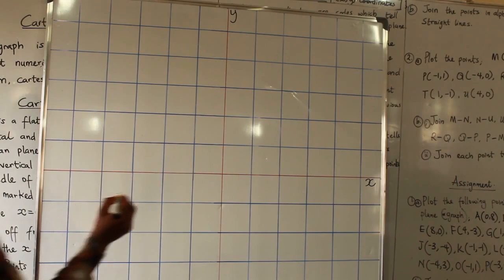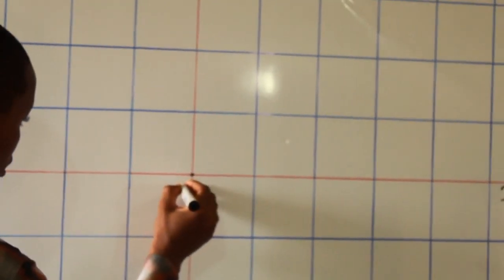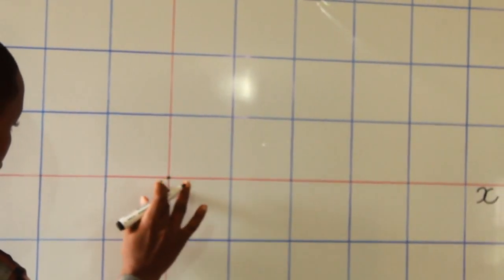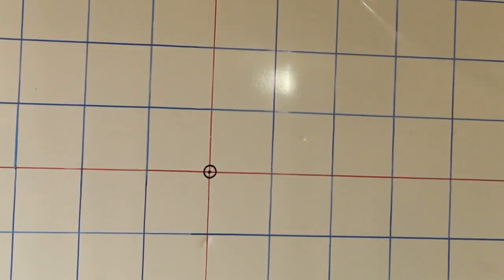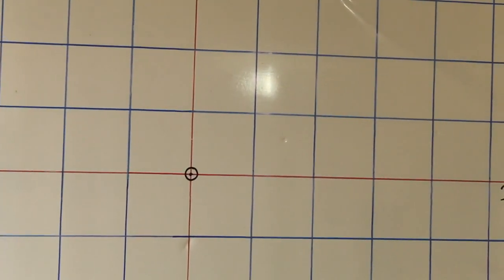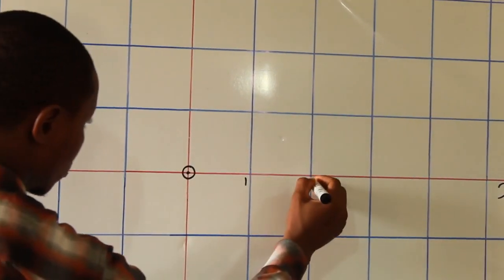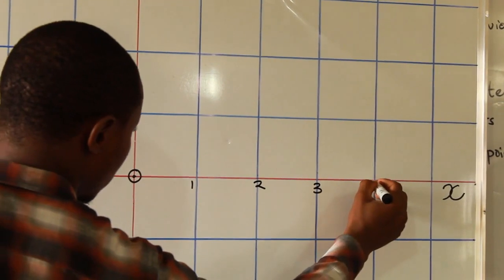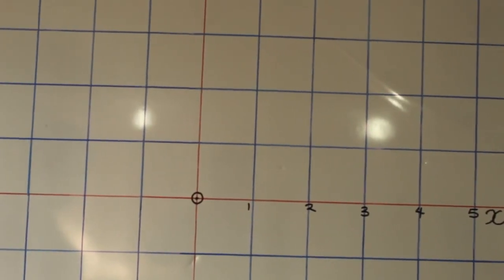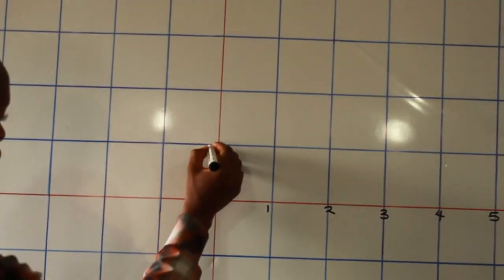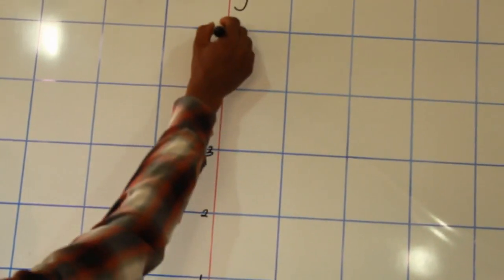Remember, the point where they intersect is (0, 0), so you can write a 0 on it. Remember, we said points to the right are positive points. 1, 2, 3, 4, 5. Points upwards are also positive. I'm going to write them on this side. 1, 2, 3, 4, 5.